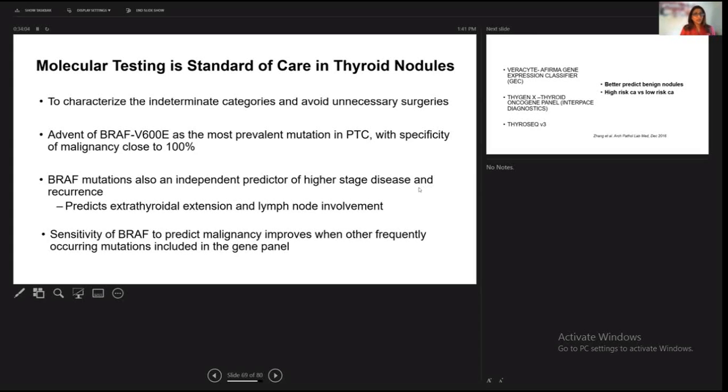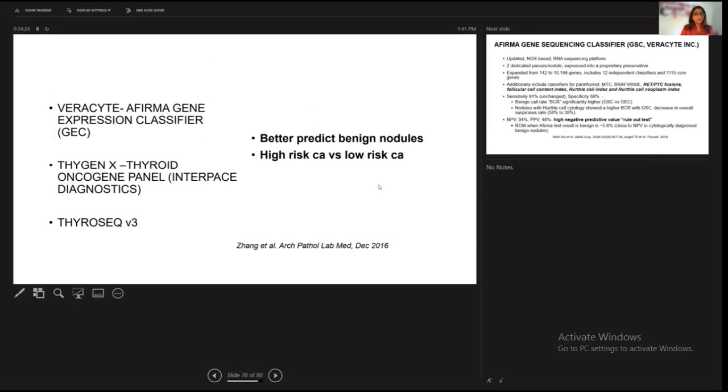It started because BRAF V600E became the most prevalent mutation in PTC with a specificity close to malignancy. So then that kind of garnered interest in trying to look for mutations of other sorts in thyroid nodules and adding more genes to improve the sensitivity of the panel. So now the three major players in this area are Veracyte, or the Afirma gene expression classifier, ThyGeNEXT, or the thyroid oncogene panel from Interpace, and ThyroSeq, which is gaining ground a lot in these times.